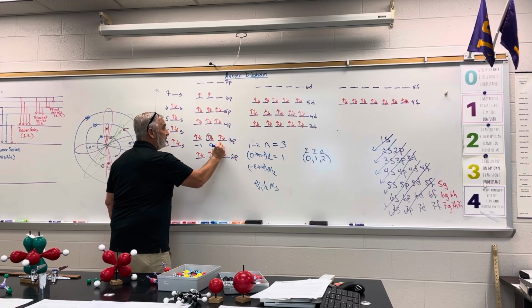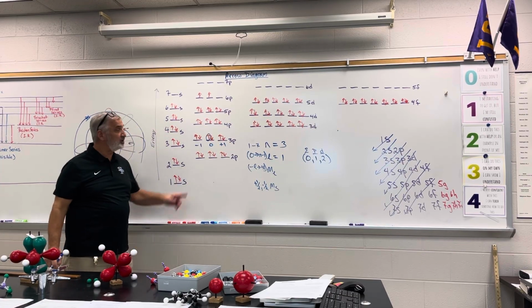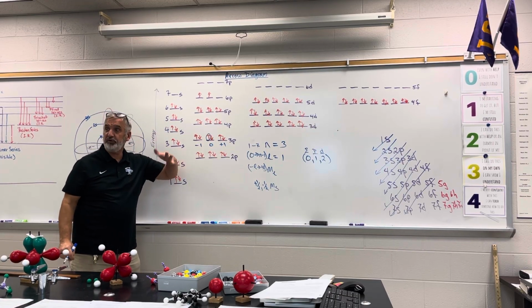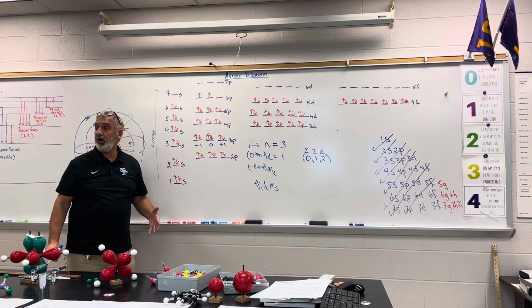-1, 0, and plus 1. Each one corresponds to a different orbital, a different orientation in space. So our electron's in which one? 0.